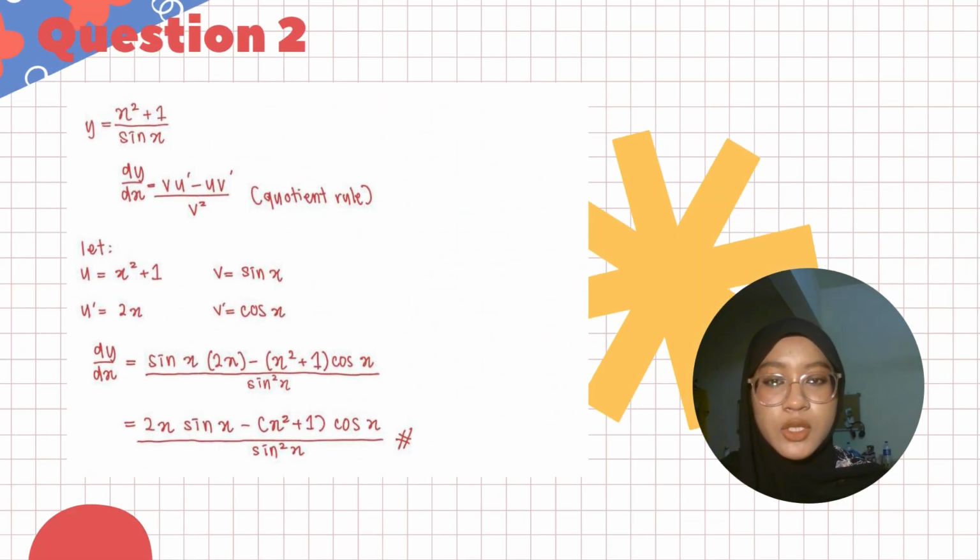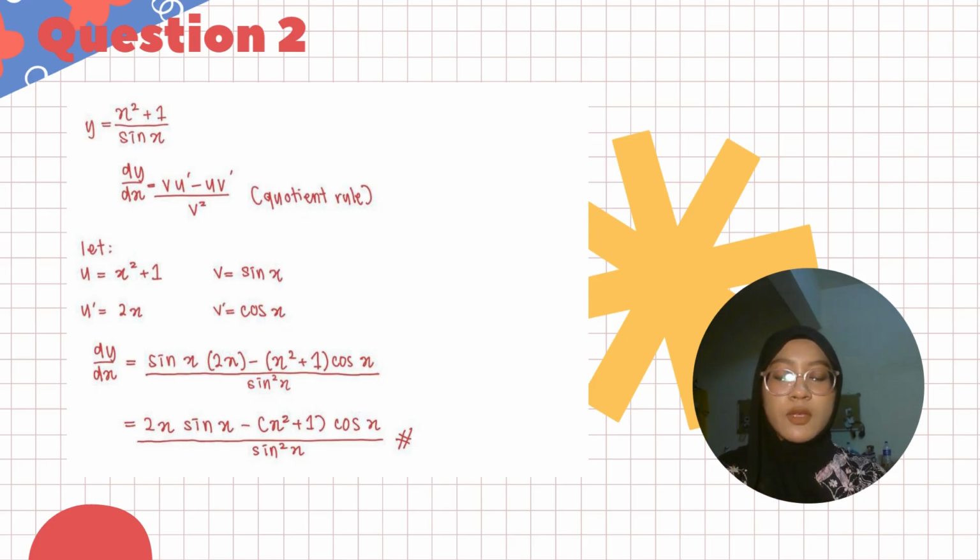Moving on to the next question, which is y equals (x squared plus 1) over sine x. Here I wrote down the quotient rule's equation. dy/dx equals (v u prime minus u v prime) over v squared. Now let u equal x squared plus 1. The u prime will be 2x, whereas v equals sine x, and the v prime will be cos x.